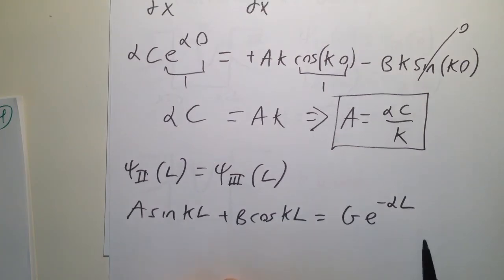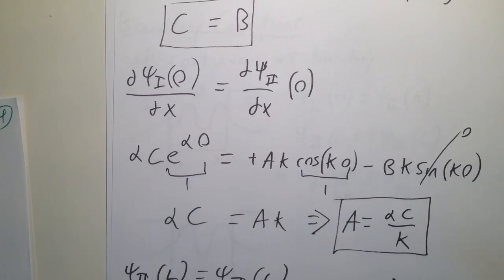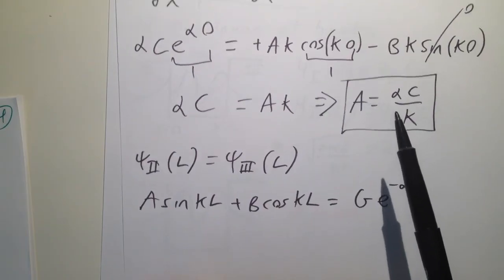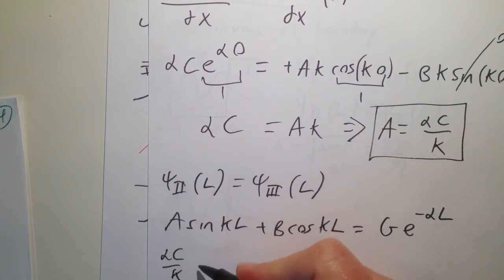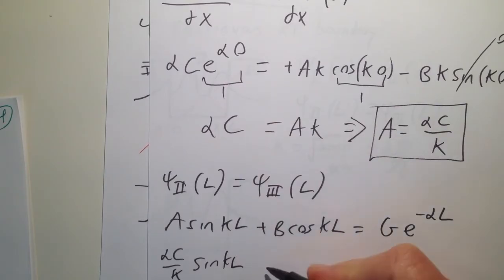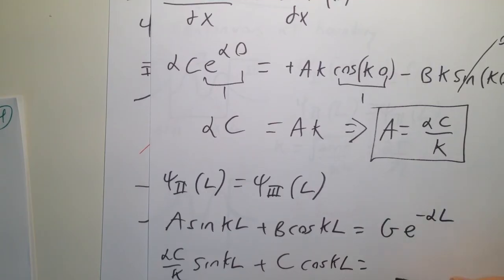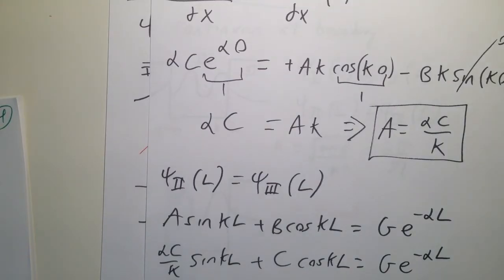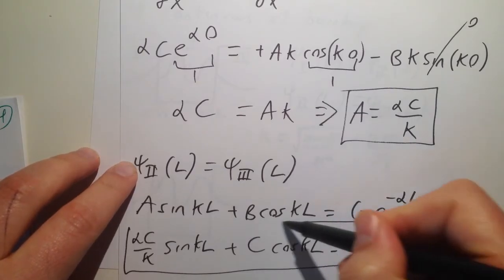In fact, I already have shown that b is just equal to c, and a is equal to alpha c over k. So I could get rid of a and b in this equation and just replace them with c, with these two things I found already. So when I do that, I replace a with this, alpha c over k, sine of kL, plus b, which is c, cosine of kL, must be equal to g e to the minus alpha L. Okay? And so that's useful. We'll see where that takes us.